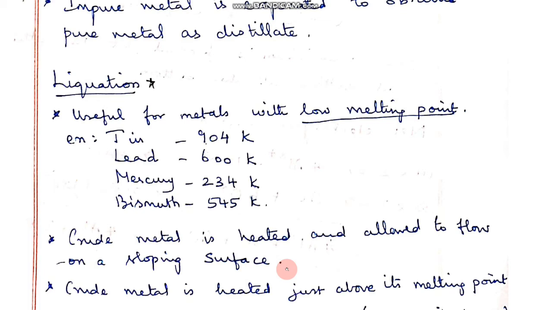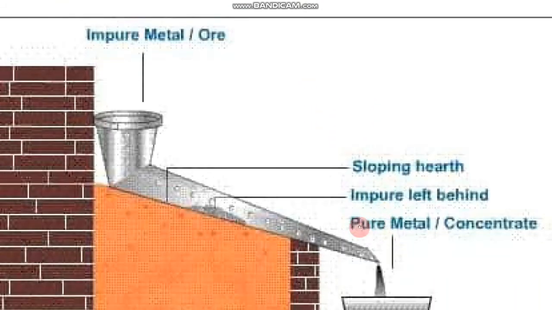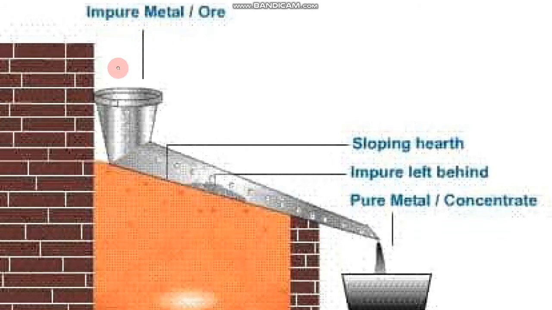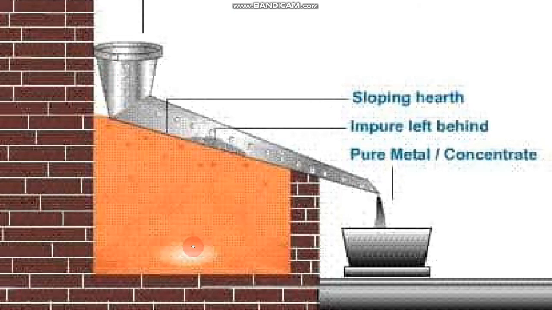In this, the crude metal is heated just above its melting point, and the molten pure metal flows down. You can see the diagram here. We pour the impure metal in through this place, and down here is the heating part. As you heat, since the metal has a low melting point, it melts down and is collected in the receiver kept here, and the impurity is left behind. You can see the impurity marked in the diagram, and this is called a sloping surface, or as given here, a sloping earth.